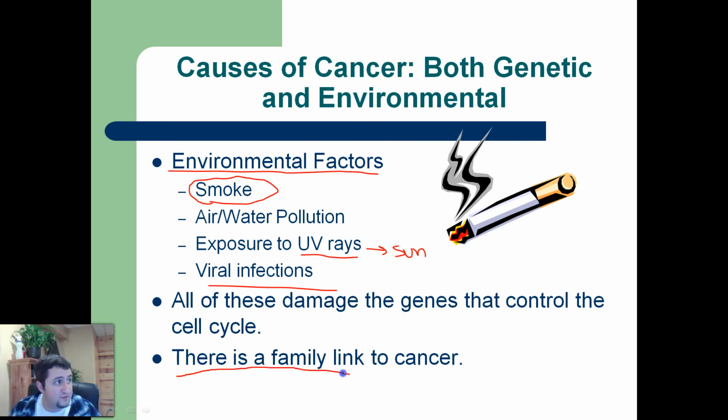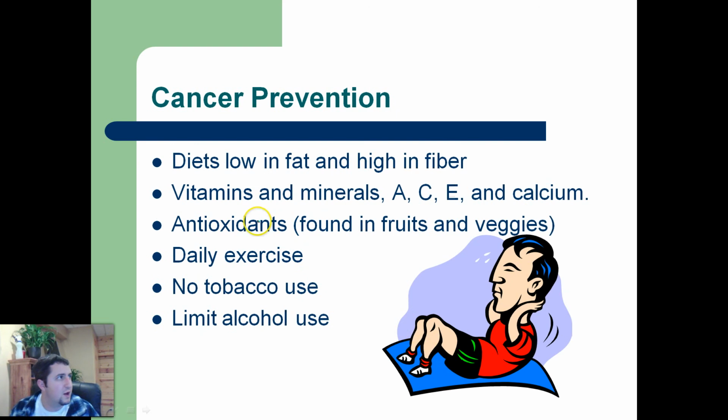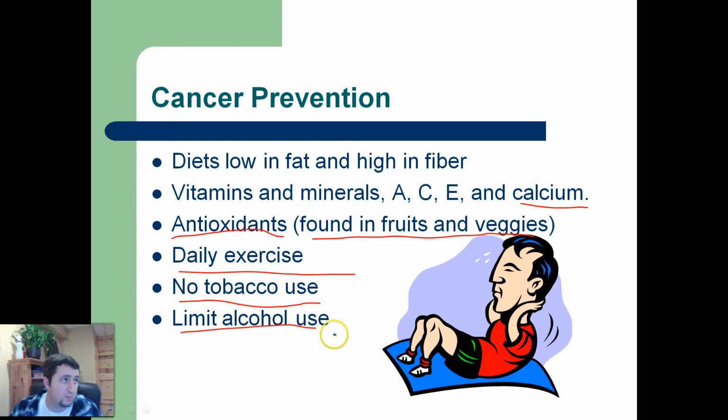And also, there is a family link to cancer. Sometimes cancer can actually run through families in family lineages. How do you prevent cancer? Well, first off, a diet low in fat and high in fiber is one of the best ways to prevent cancer. Vitamins and minerals, having plenty of vitamins A, C, E, and having plenty of calcium, is a good way to prevent cancer. Eating plenty of these things called antioxidants prevents cancer. Those are found in fruits and vegetables, so you've got to make sure that you eat those veggies and fruits. Making sure that you exercise on a daily basis. Making sure that you don't smoke, no tobacco use. And limiting how much alcohol you drink is one of the best ways to prevent cancer.